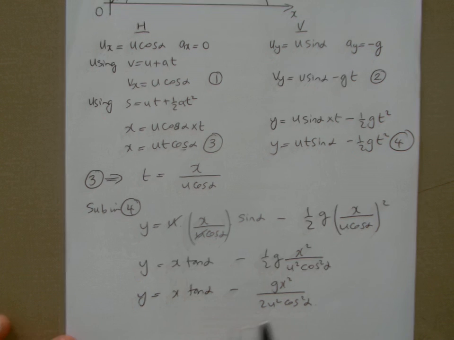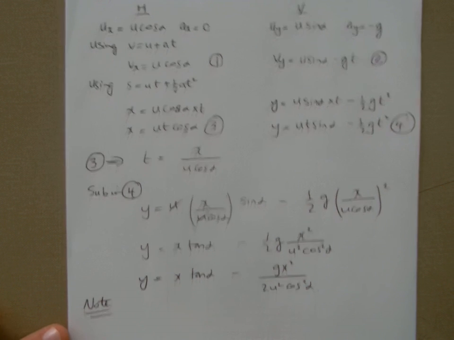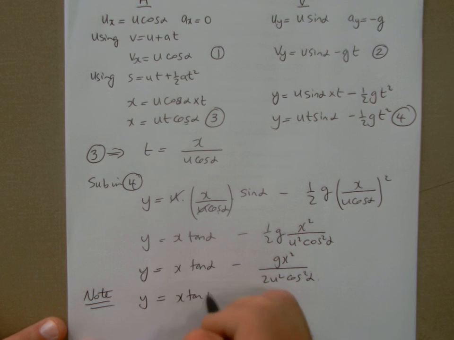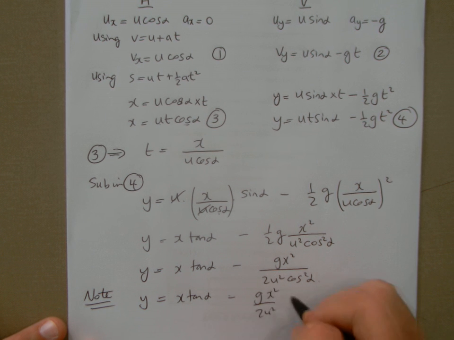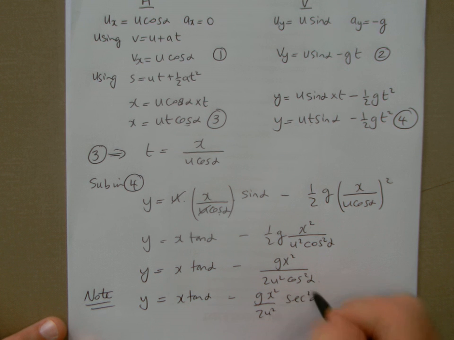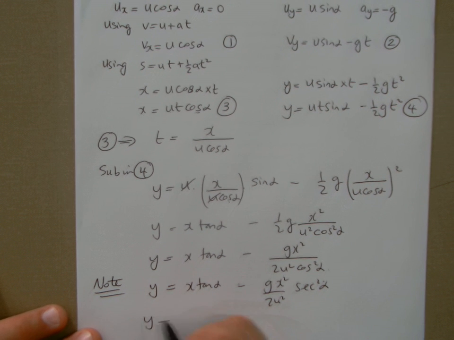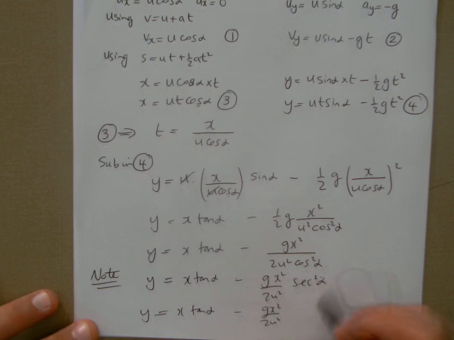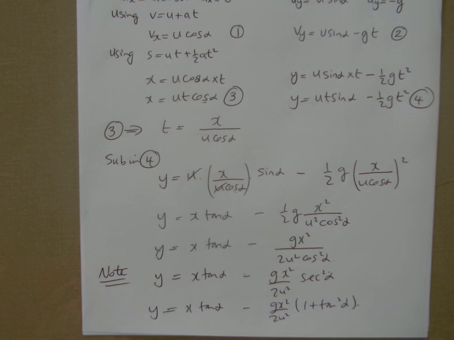Point of note here, you could go a bit further with this if they asked, because they could ask you to write this in a different form. And remember, this can be rewritten as gx squared over 2u squared, and you can write, of course, cos squared on the bottom, 1 over cos squared, because that's sec squared, and then you could even rewrite sec squared as 1 plus tan squared alpha, so you might see that sort of format used as well.